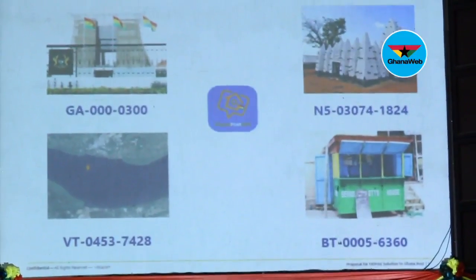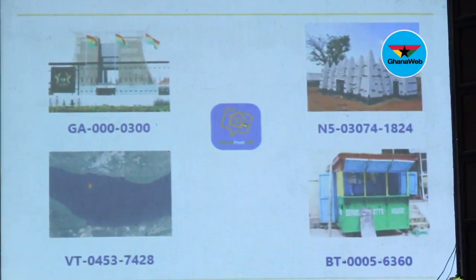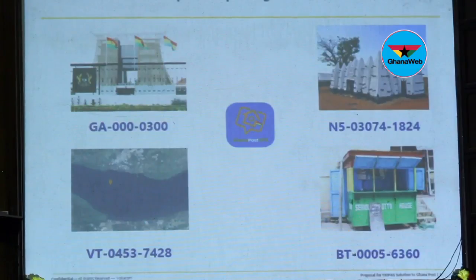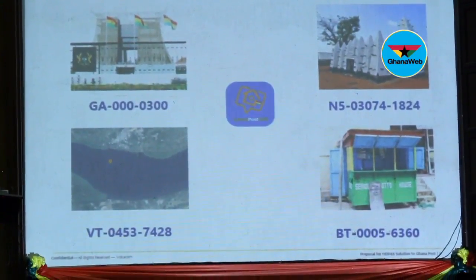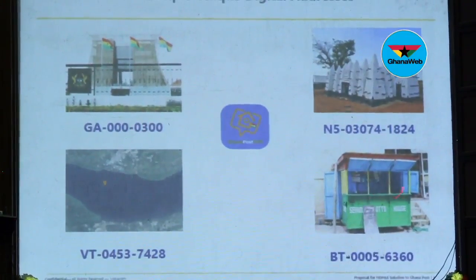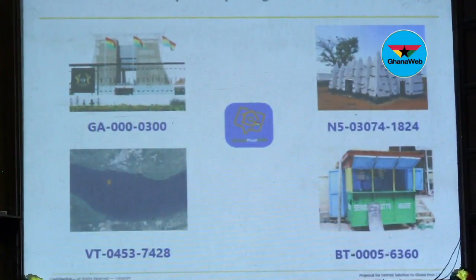Basically, this is the address structure that we have, and all addresses across the country have the same kind of format. Here are some examples of the addresses. We have selected some of the key landmarks across the country to show wherever you are, there is an address for you. For the Flagstaff House, we get the GA, the 000 that I talked about, and 0300.